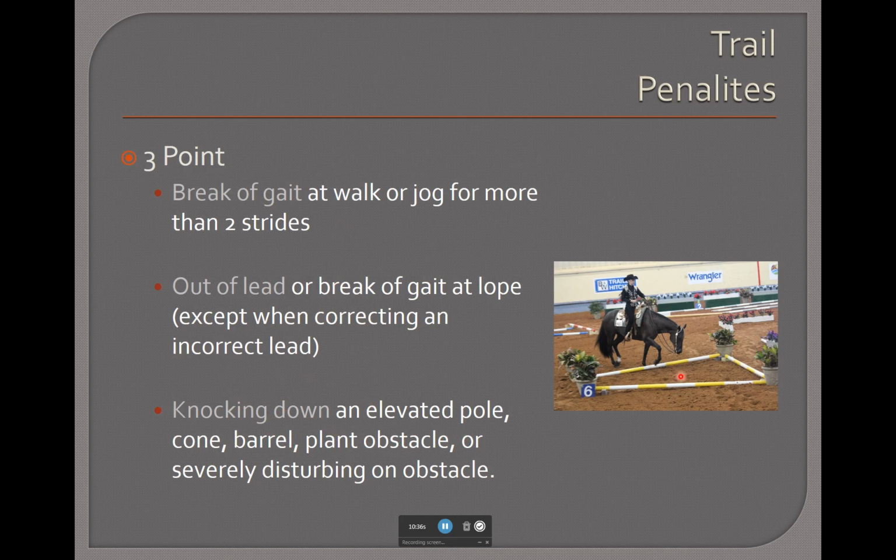So if you look closely in this obstacle here, it's elevated, and so if he would hit it with his front foot and then knock it down, that's going to be a 3-point penalty.